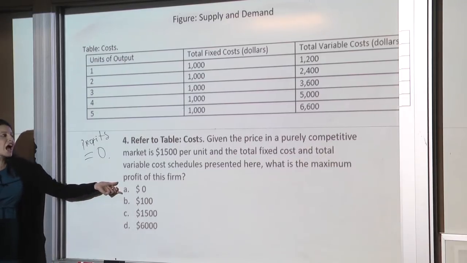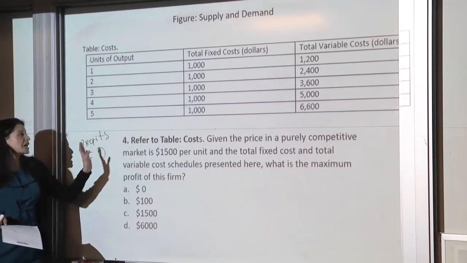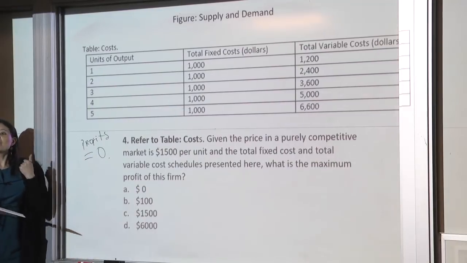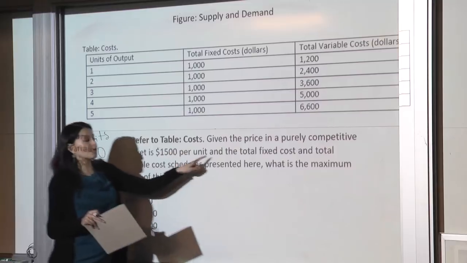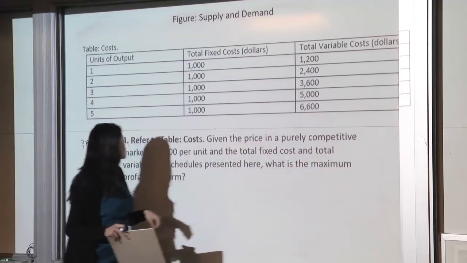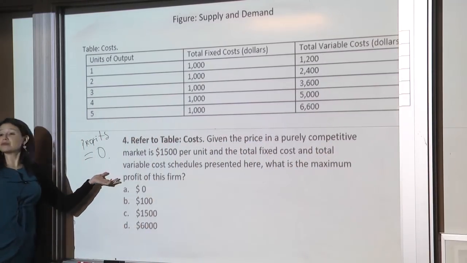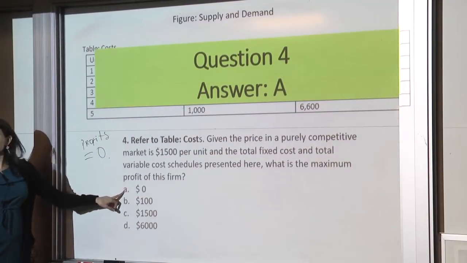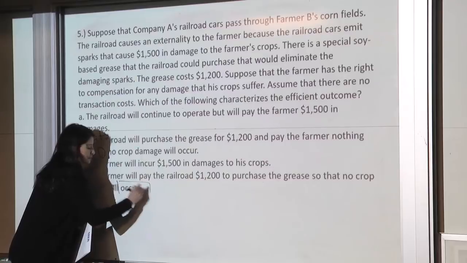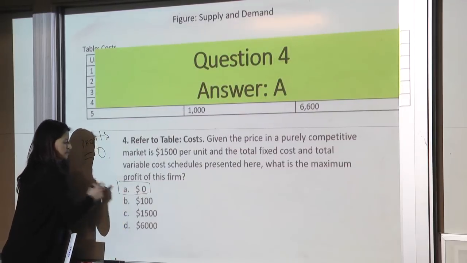0. They give you all these numbers and all this table, but what they want you to have is the concept very clear. In a purely competitive market, the maximum profit is 0, okay? So the answer is A. Okay, good.